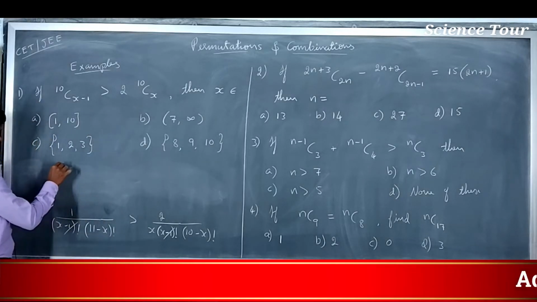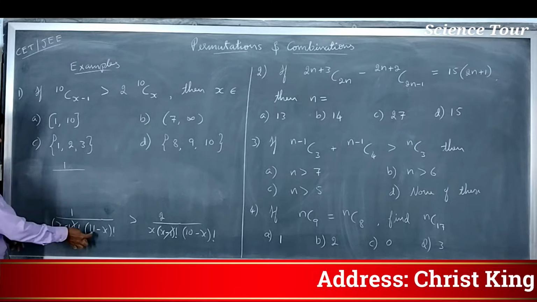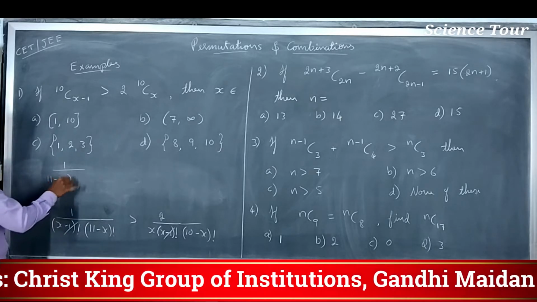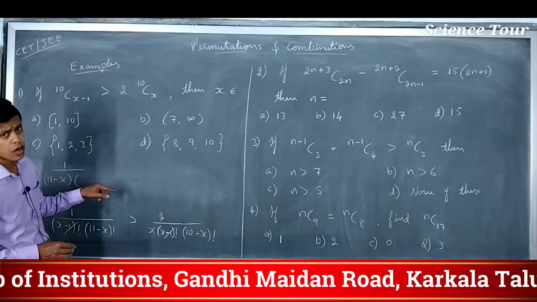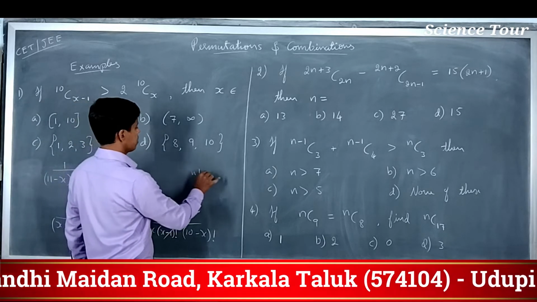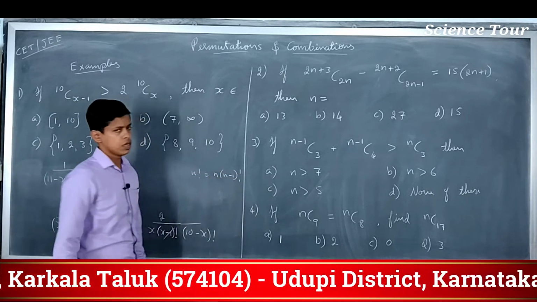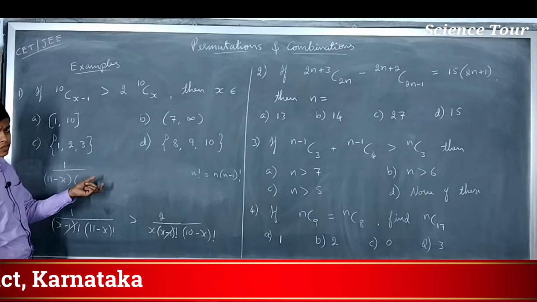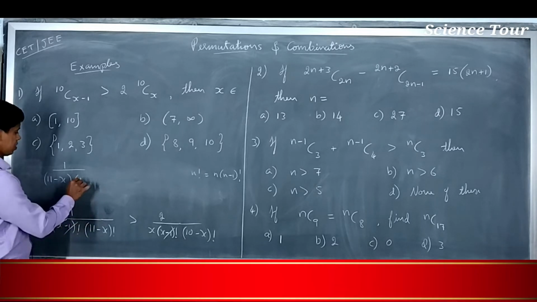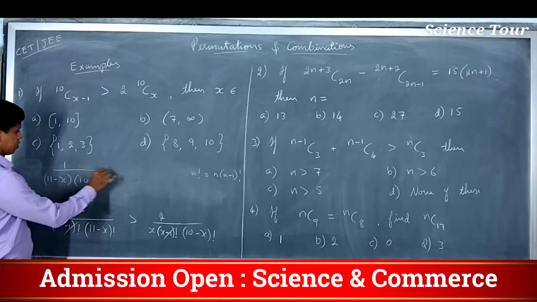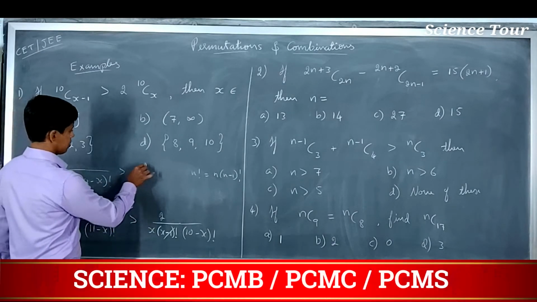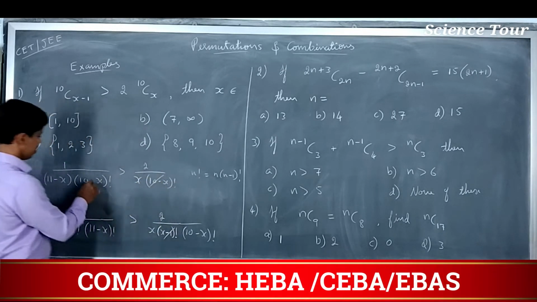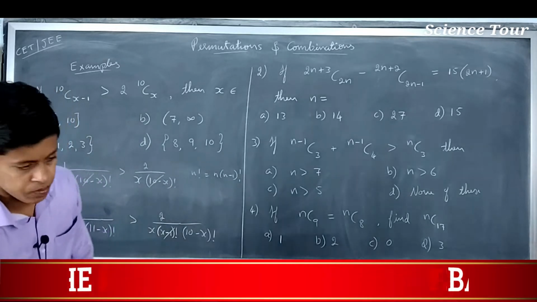And what about 11 minus x factorial? It can be written as 11 minus x into 11 minus x minus 1, because n factorial is n into n minus 1 factorial. So 11 minus x factorial is 11 minus x into 10 minus x factorial. So that is greater than twice x into 10 minus x factorial. Now that also gets cancelled.